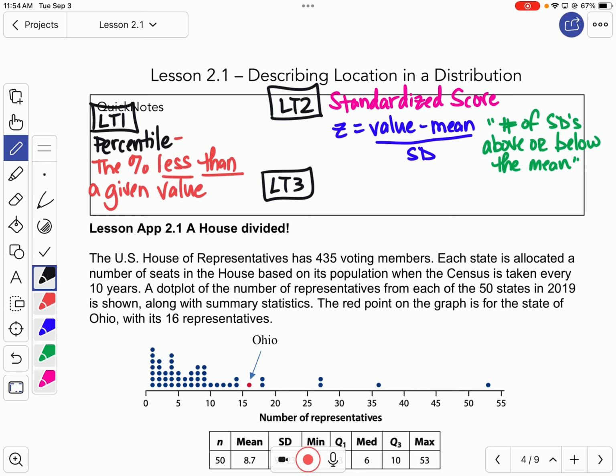Okay, and then learning target 3 was how do we compare things from two different sets of distributions? We use a z-score to compare data from different distributions.